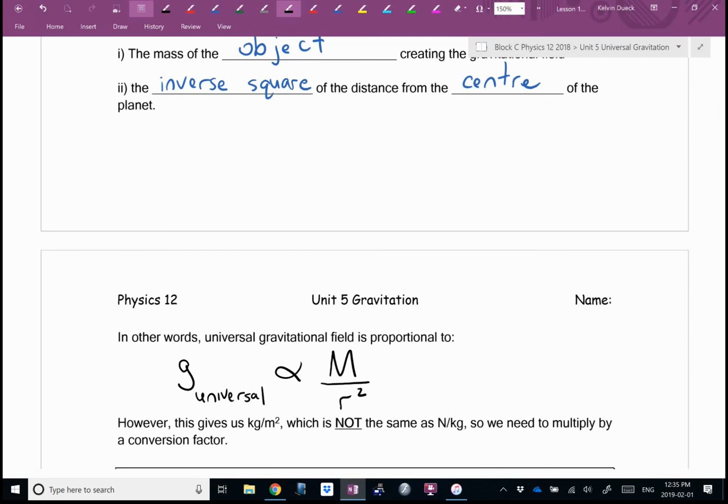Now, if you look at this, though, Nick, what are the units for mass? What are the units for distance? Meters. This is kilogram per meter squared. I need to get this into newtons per kilogram. We need to multiply by a conversion factor, the same way as you need to multiply Celsius by something to convert it to Fahrenheit, the same way as you need to multiply kilograms by something to convert it to pounds. We need to multiply it by a conversion factor.